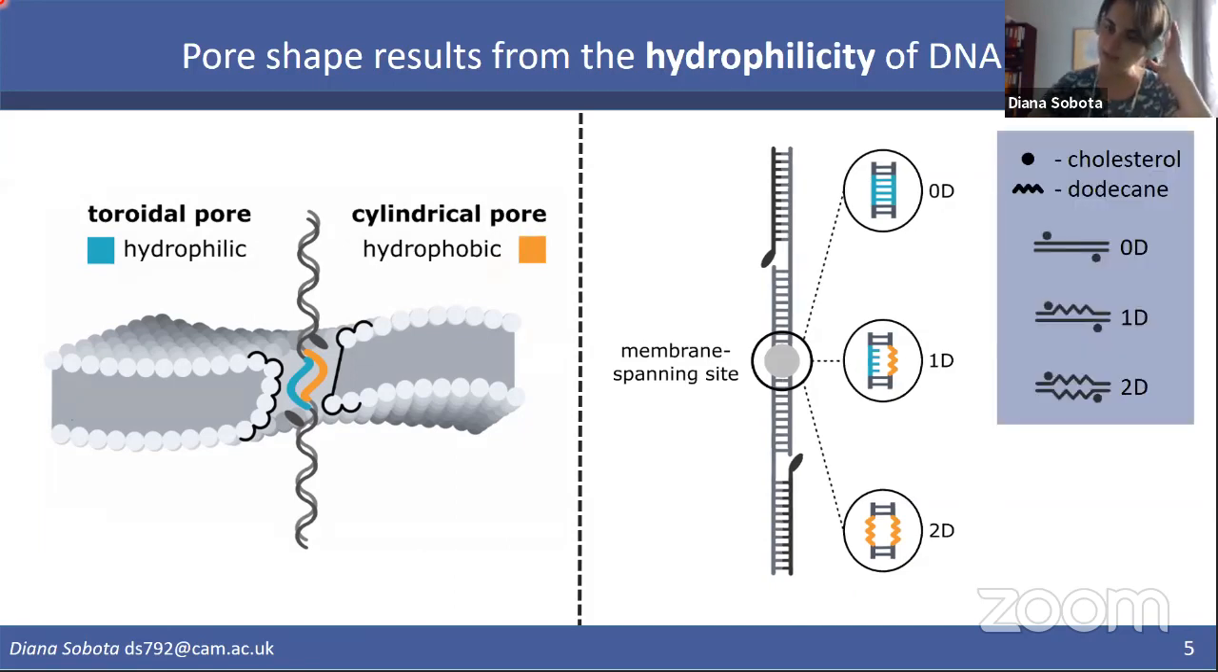I will just one last time make sure that we know that each of these constructs will be modified with cholesterol. So there are two different hydrophobic modifications. Each of them has cholesterol that ensures the insertion, making sure the DNA is inside. And the other one will be dodecane, which we hypothesize will control the shape of our pore. And these are the sketches that we'll be using as well.